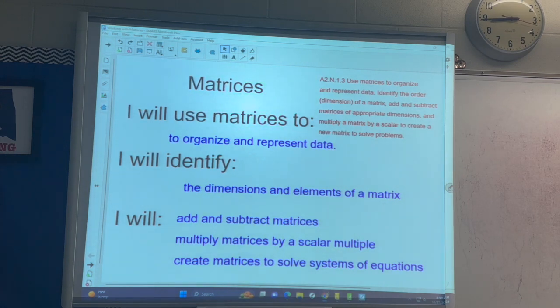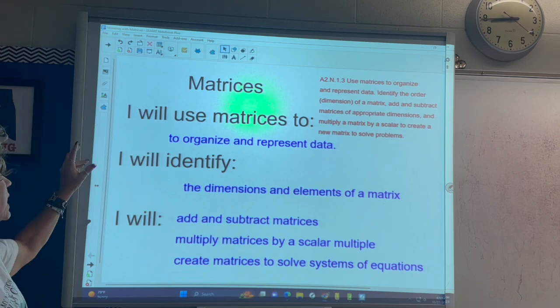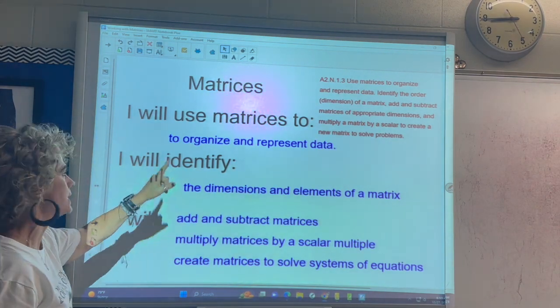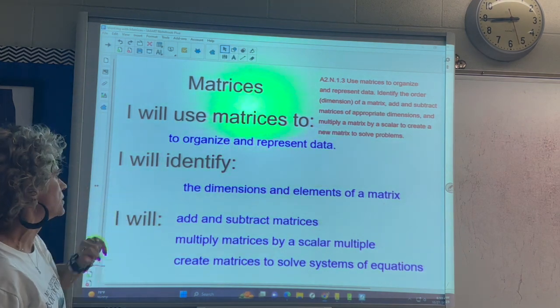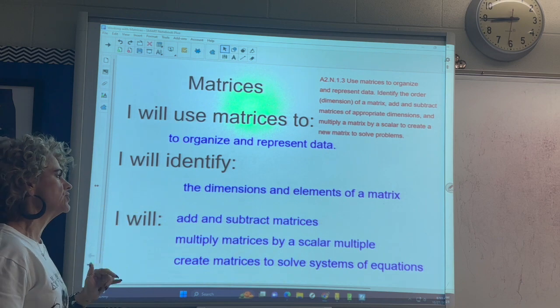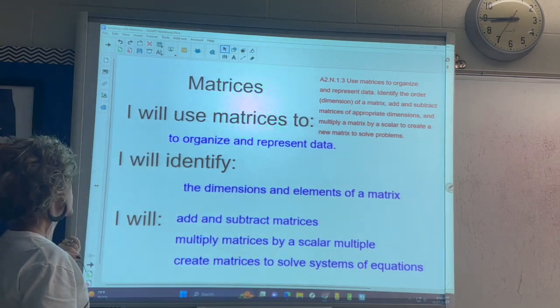We're going to continue working with matrices. Again, you have your I will statements. Especially today, we're going to organize and represent data. You will identify the dimensions, and actually you already have identified the dimension and elements of a matrix.